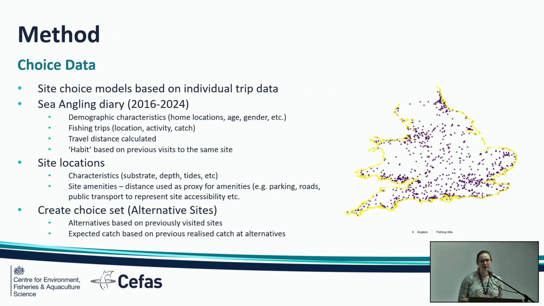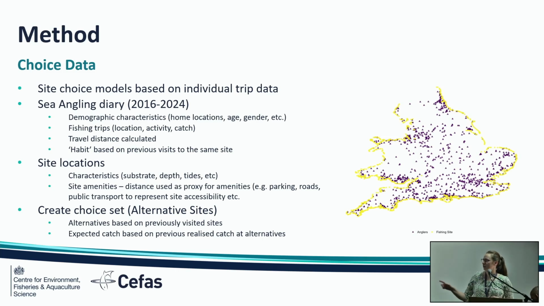To do this, we used our sea angling diary data. It's an online panel where anglers sign up to report their catches and their fishing activity, and it's been running since 2016. We get age, gender, regions, and then we can also get their fishing trips and fishing activity, so we can get where they go, how often they go, and what they normally catch.